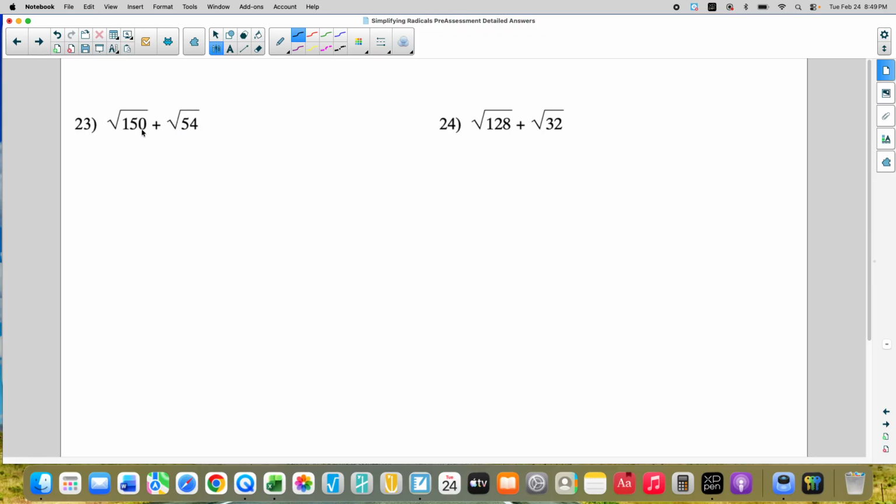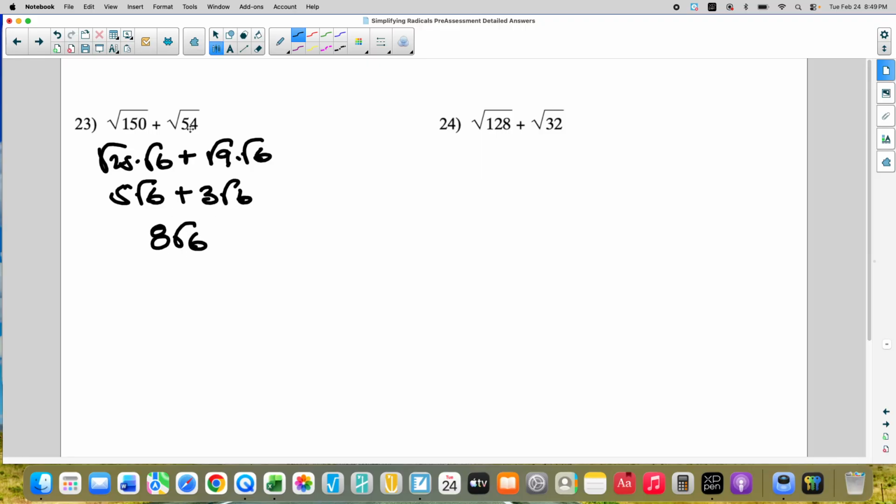150 and 54, we just did that. That's rad 25, rad 6, which becomes 5 rad 6. 54, 9 and 6. So as we see, knowing your times tables and how to multiply and what makes 54 is very beneficial. So the more familiar you are with your times tables, the easier breaking up and finding factor pairs are going to be for you.